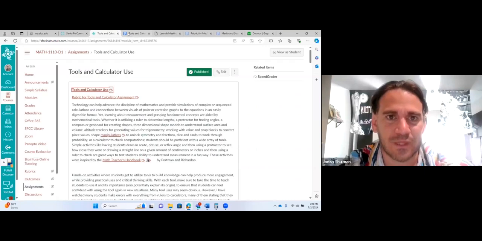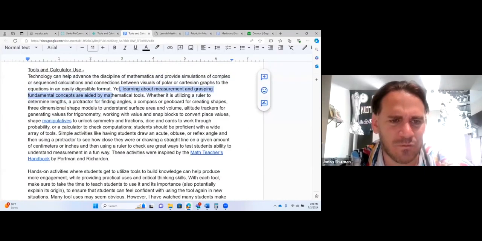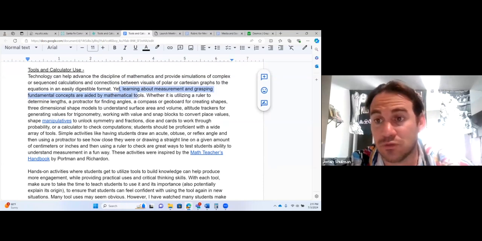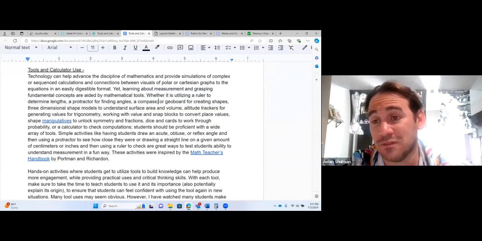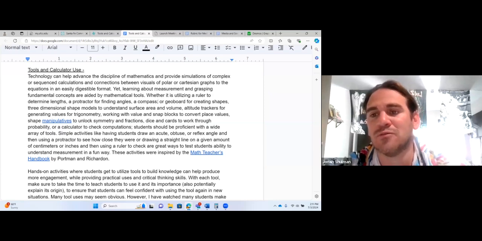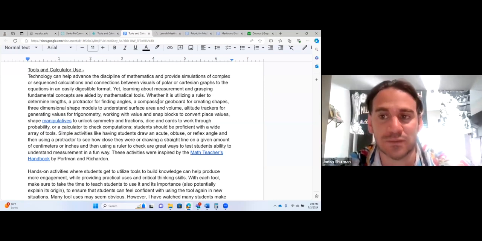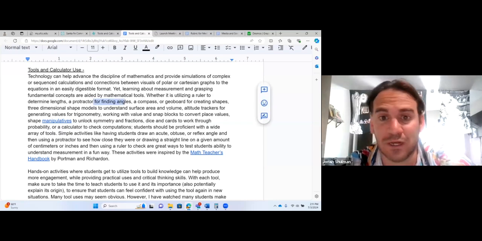So technology is super useful, but learning about measuring and grasping fundamental concepts are also aided by regular hands-on tools: rulers, protractors. Whether we're trying to get a length, find an angle, or use a compass or geoboard, one of the things my students do is challenge each other by drawing angles. I'll say, give me 43.5 degrees. Have them draw it and see who's closest by finding the angles.